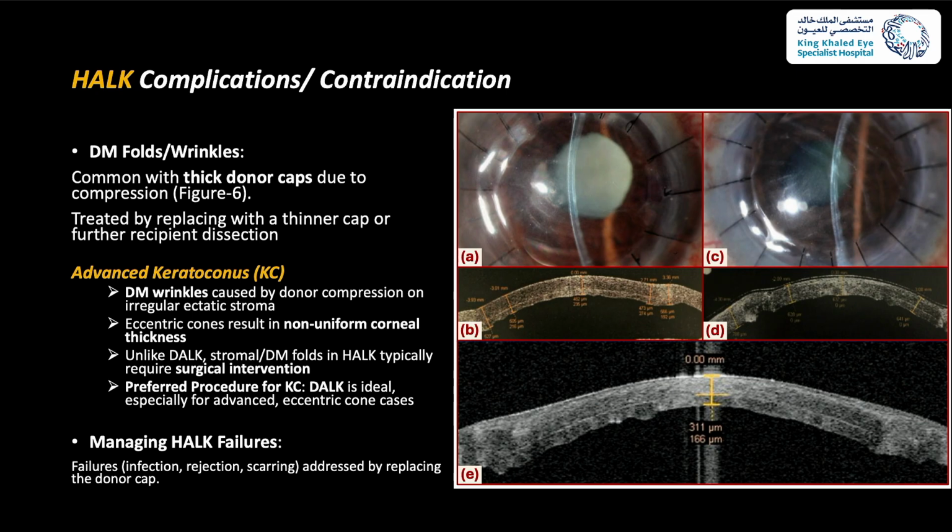Another case where the patient had stromal folds or recipient folds was a keratoconus case. Though the depth of dissection was even, the stroma in keratoconus is not the same as in normal cases, and the response to the thick cap might be different at different areas. So there might be more pressure on this side compared to the other side, leading to a fold. That's why the authors recommended that DALK should be the gold standard for keratoconus.